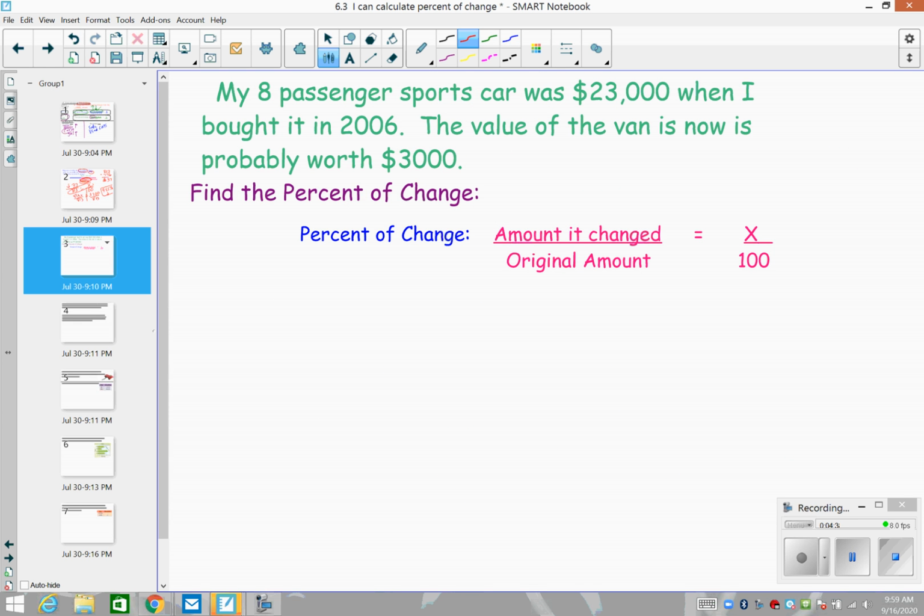My 8-passenger sports car, also known as a minivan, you might call it a minivan, but I thought it was an 8-passenger sports car, was $23,000 when we bought it brand new in 2006. The value of that car is probably now worth, well, let's just leave it for simplicity. It's definitely less than $3,000.